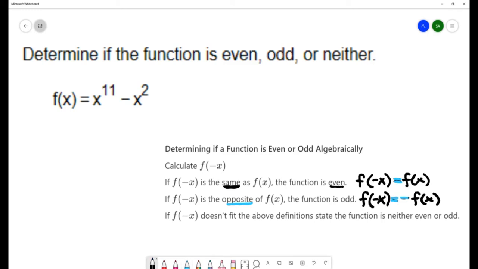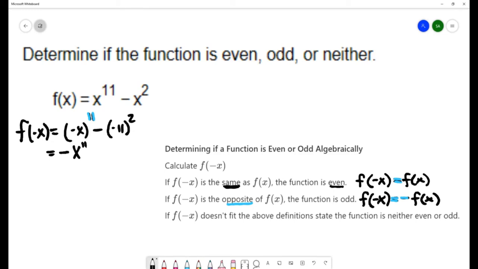So we are going to calculate f of negative x. Everywhere I see an x, I substitute negative x. We have negative x to the 11th minus negative 11 squared. And here we have negative to an odd power. So that means I have an odd number of negatives. An odd number of negatives is going to be negative. And we still have x to the 11th.